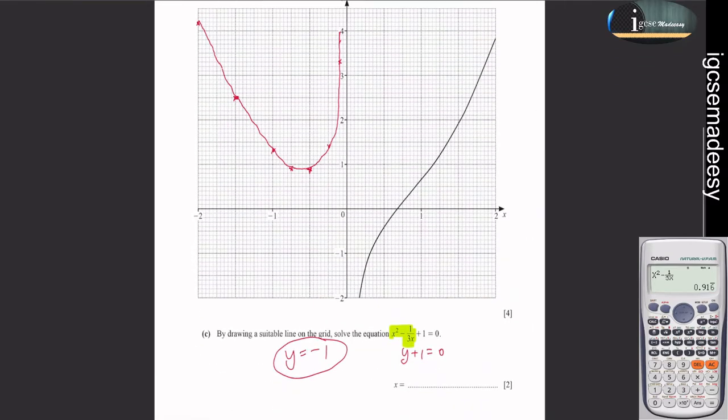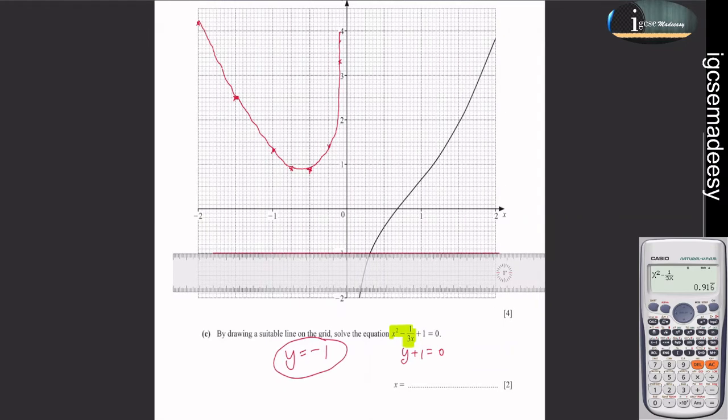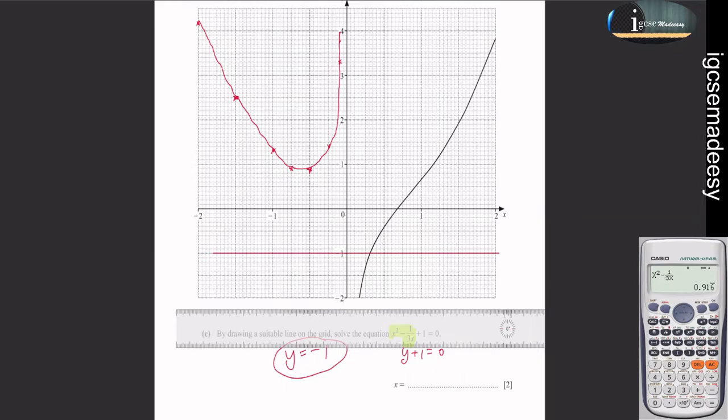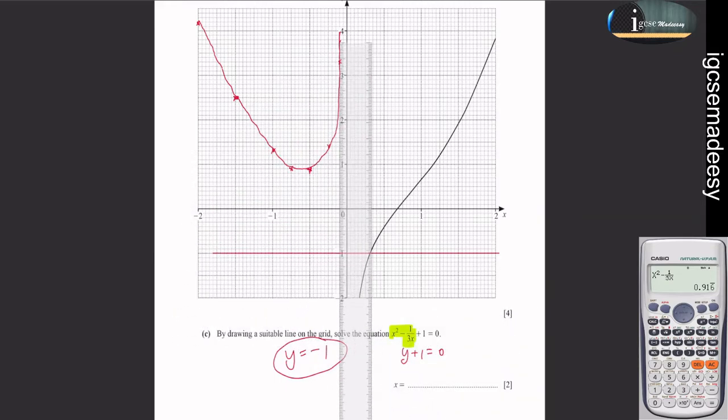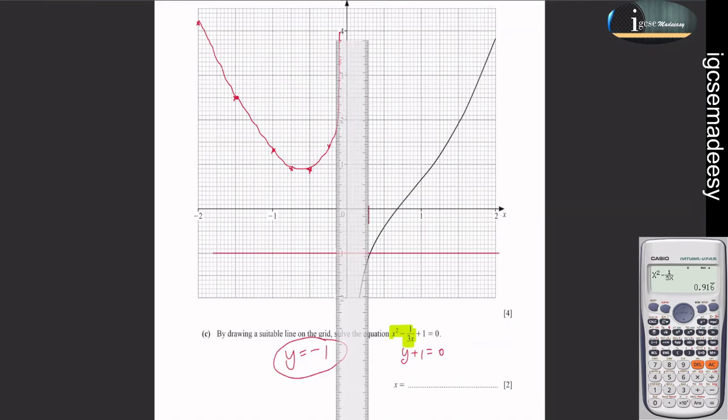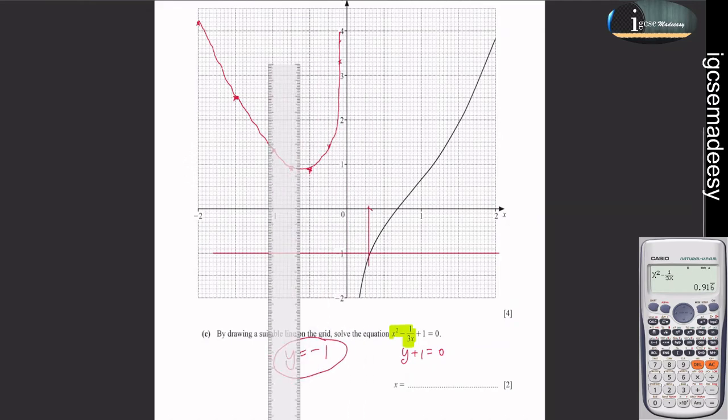So y equals minus 1, let's draw this y equals minus 1 line. It should be here, and if I draw this line y equals minus 1, wherever it cuts the graph, that will be the point of solution. So here the solution is this point, that is actually equal to 0.3.